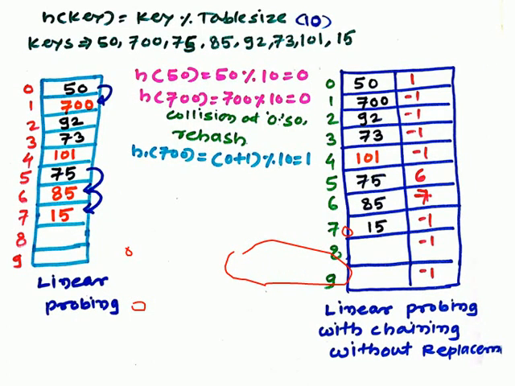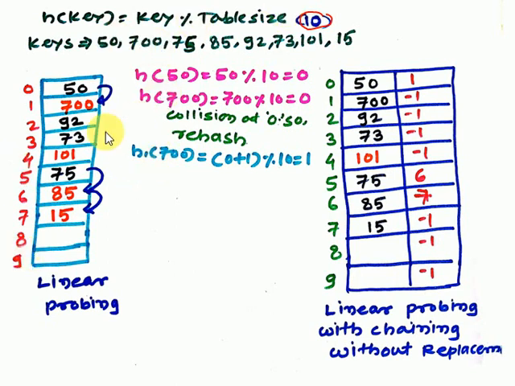So here, consider the table size is 10, and these are the keys I want to insert. First of all, I want to insert 50. The hash function is key mod table size. Table size is 10, so always remember the hash index goes from 0 up to whatever the table size is.